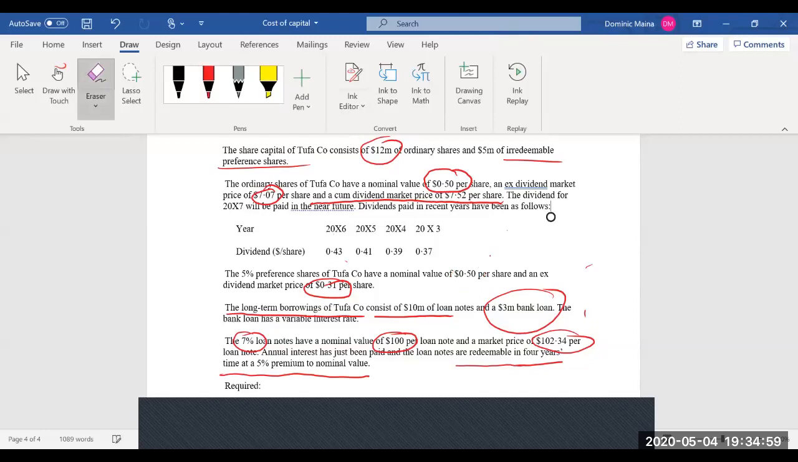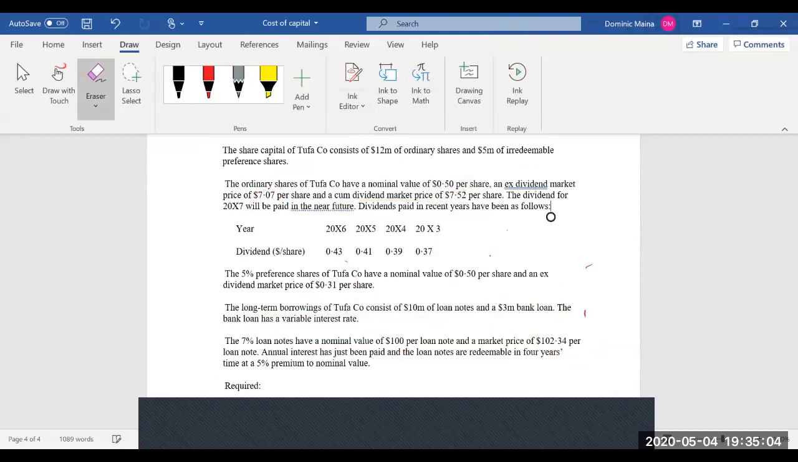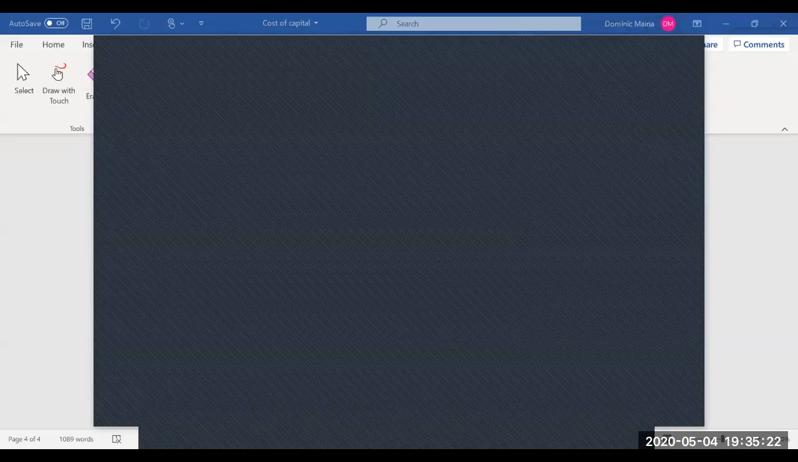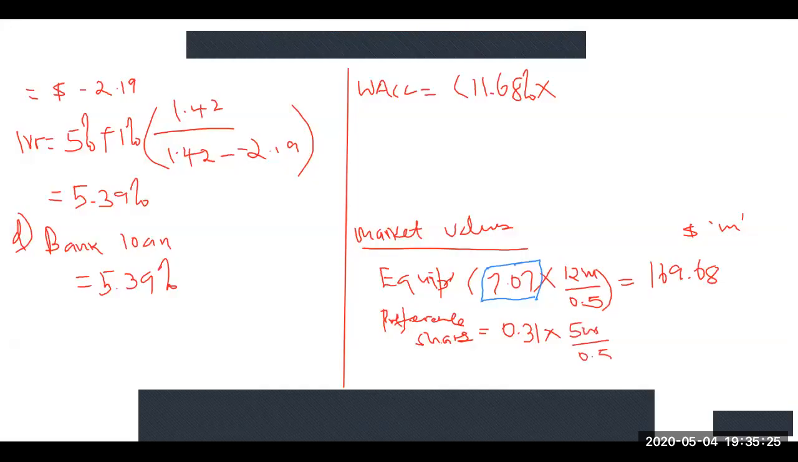Okay, so let me erase these ones. You can get to see where I am writing. So the nominal value per preference share is 0.5. Then the total nominal value is 5 million. Therefore, the number of issued preference shares is 5 million divided by 0.5, to give us 10 million. So 10 million times 0.31 gives us 3.1 million.